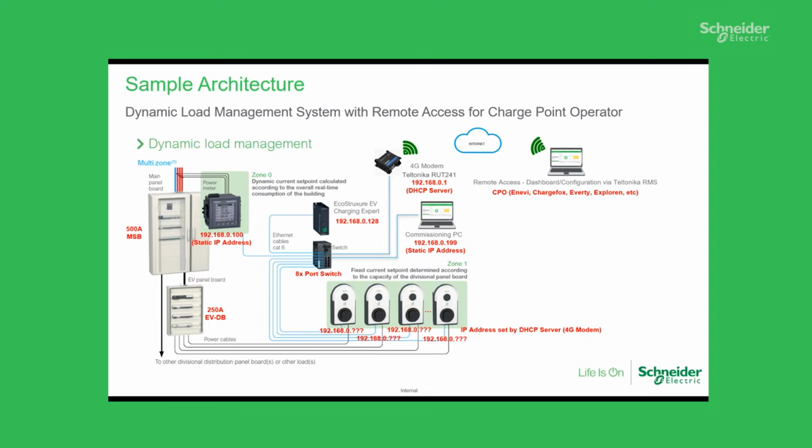We will create one dynamic zone for the main switchboard rated to 500 amps and monitored by a PM5320 energy meter. Then we'll create one static zone for the EV distribution board rated to 250 amps. We'll then add two EV-Link Pro AC chargers under the EV distribution board. Each device must have a unique IP address and be connected to an Ethernet switch using Cat6 cables.